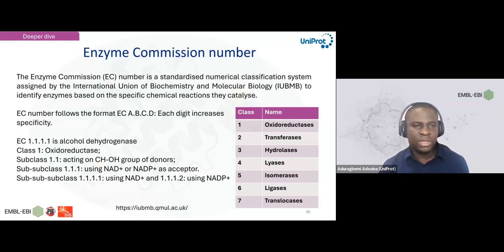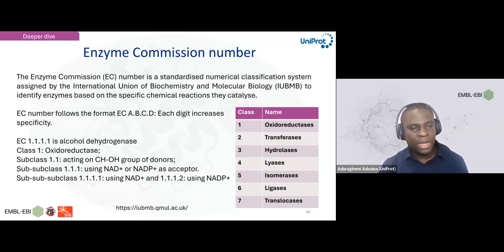So based on that, the EC number is classified into 7 categories. Number 1 is oxidoreductase, up to 7, which is translocases. So class 1, alcohol dehydrogenase belongs to class 1, which is an oxidoreductase. But the subclass under it, the 1.1, refers to enzymes that are acting on CH-OH groups of donors.